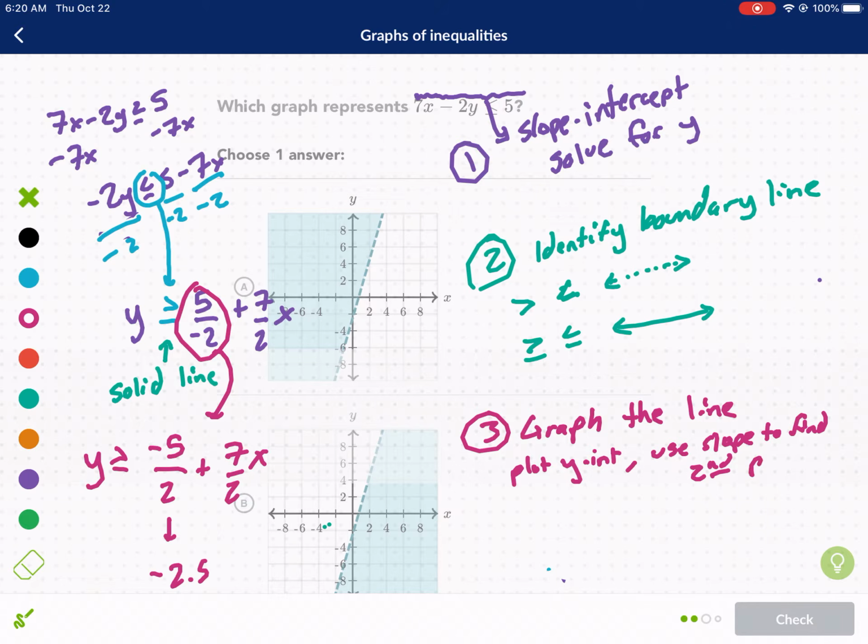You only need 2 points on the line. If you want to put more, it actually helps you, at least if you're doing it by hand, but you only need 2 points to graph a line. All right, fourth and final step, this is the shading part.